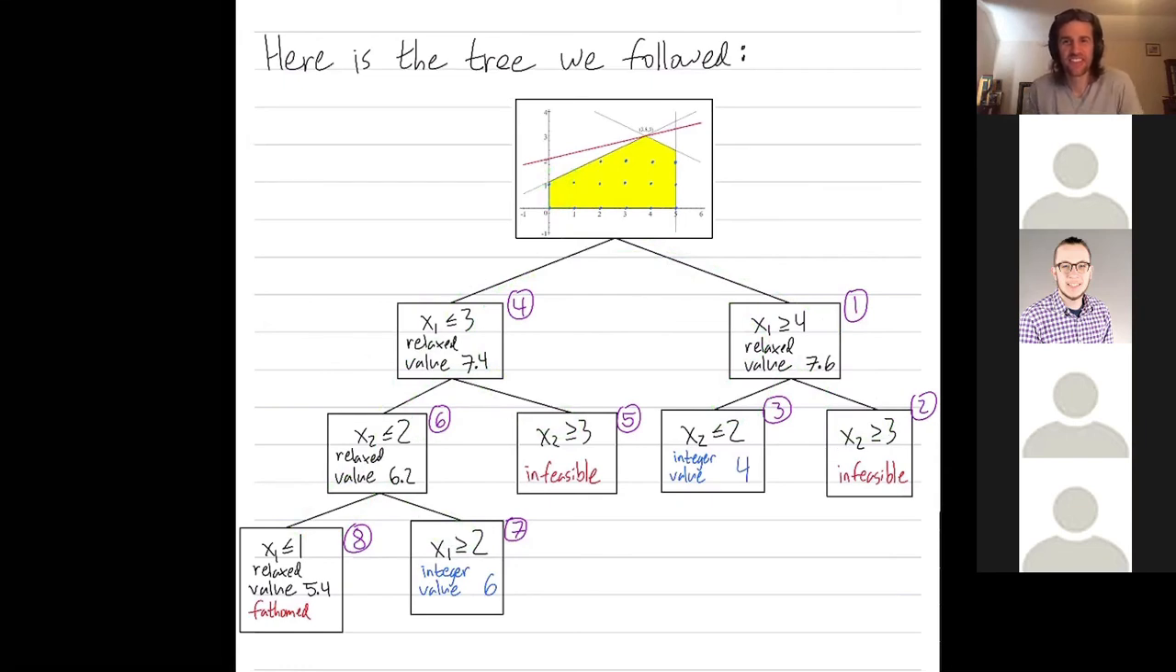Questions? Hi, Henry. I have a question. Yeah. This is a really cool algorithm, but I'm just wondering if, combinatorially, it's guaranteed to be faster than just checking all the lattice points to see whether or not they're in the feasible region, and then computing the value to find the optimal one.